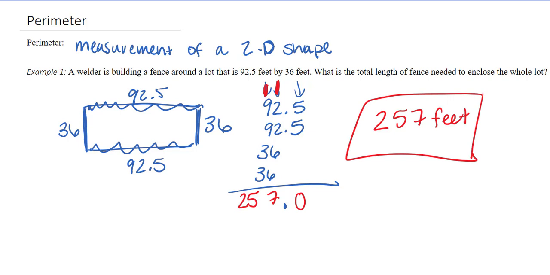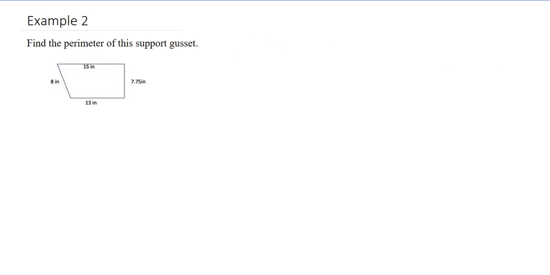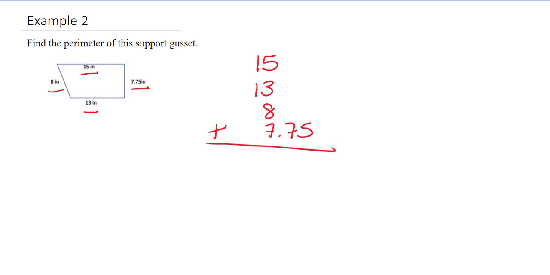Now let's look at another example. Example 2. Find the perimeter of this support gusset. So we have 15 inches, 13 inches, 7.75 inches, and 8 inches. So let's go ahead and just add them up. So we have 15, 13, 8, and 7.75. Now it doesn't matter what order you put this in. I just put it in that order from largest to smallest when we go down.